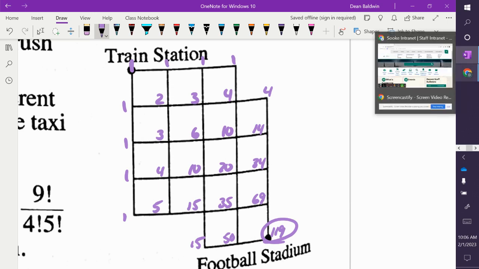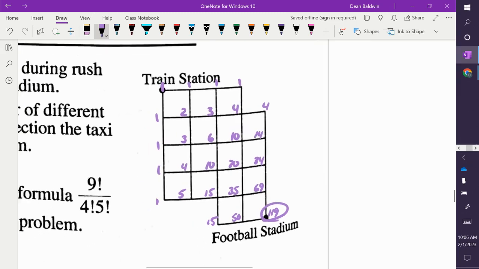You want the answer? There's the answer. 119 ways. The only 2 tricky ones are this one, the 4, and then this one is 15 because you're only adding that. There's nothing there to add. All right. Is that okay?